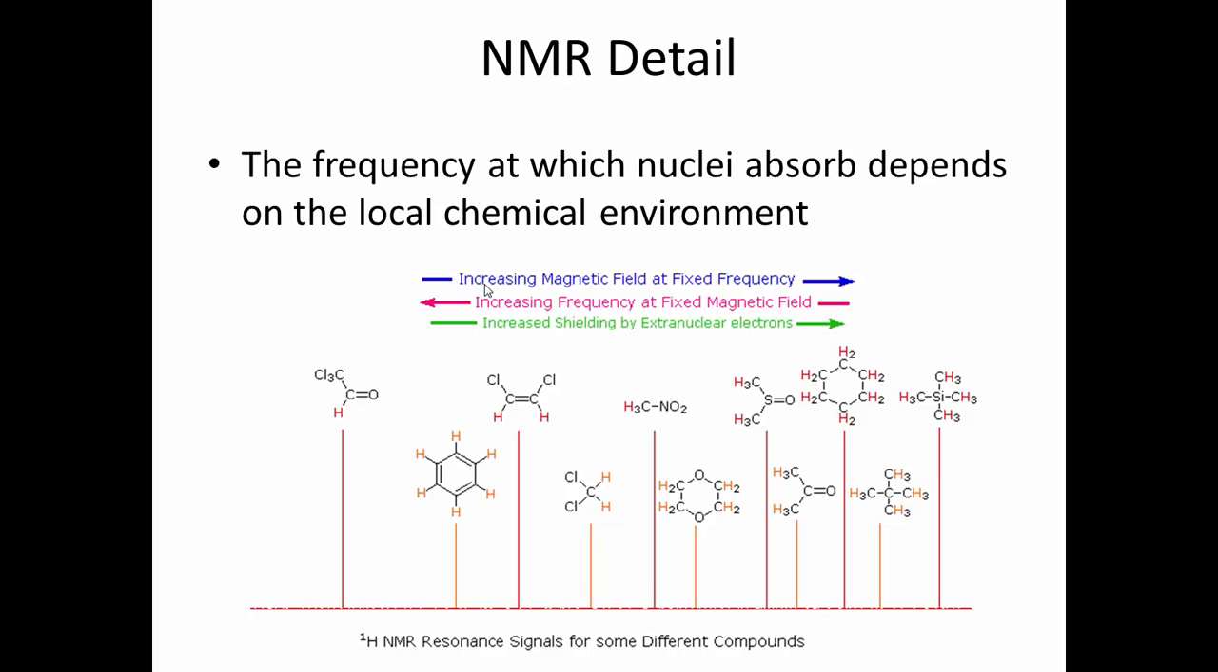So we can have increased magnetic field with a fixed frequency going from this molecule to the silane molecule, or increasing frequency down this end at a fixed magnetic field. We also consider increased shielding by extranuclear electrons as we go down this way. And you can see how that might be the case here.